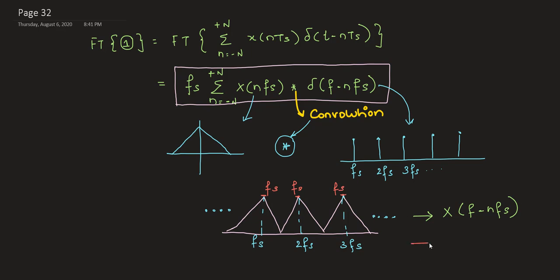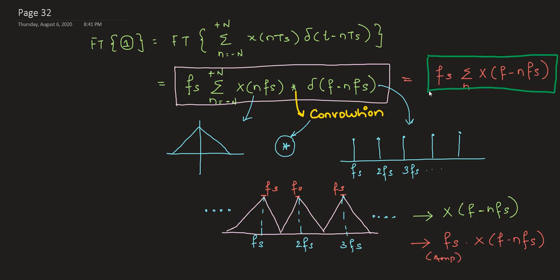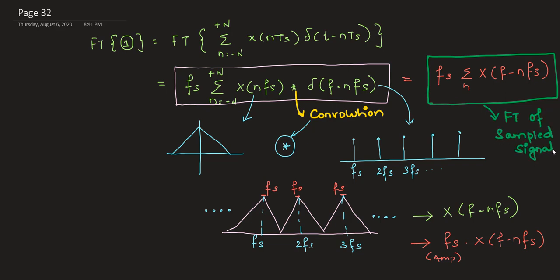And now what is the amplitude of these hats? It is going to be Fs because of the frequency scaling, and therefore my sampling in the frequency transform is given by Fs sigma n X of f minus nFs. This is your Fourier transform of the sampled signal. Good. This is the mathematical representation of your sampled signal.